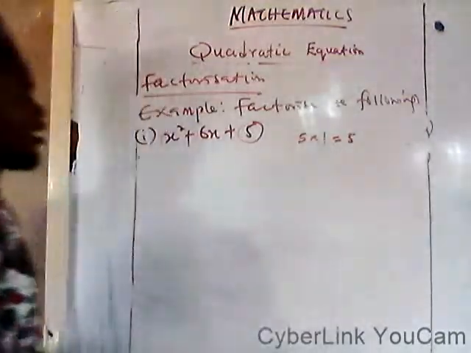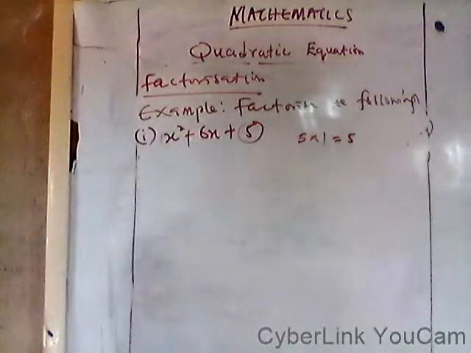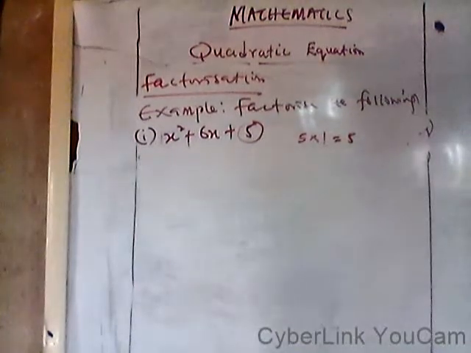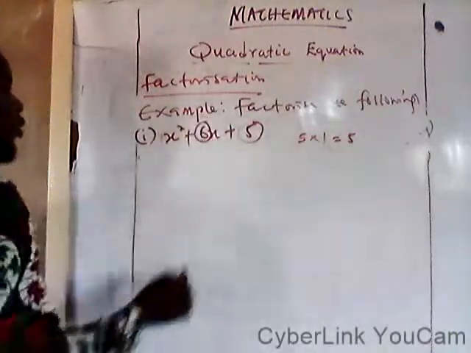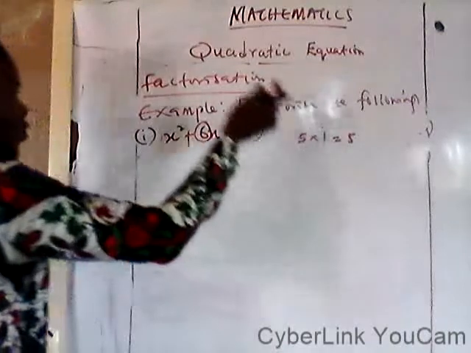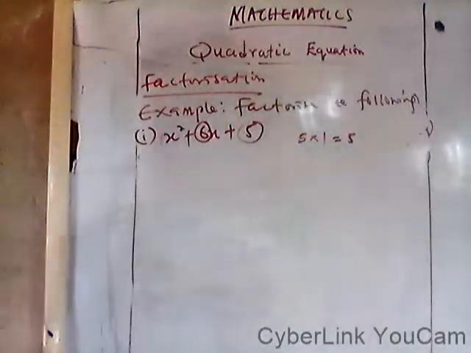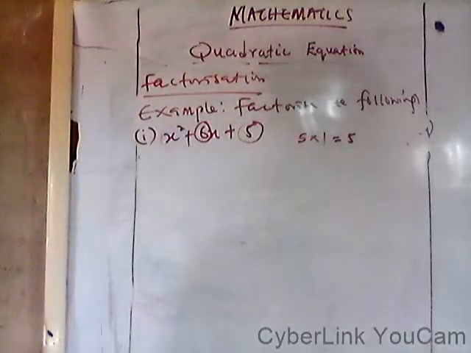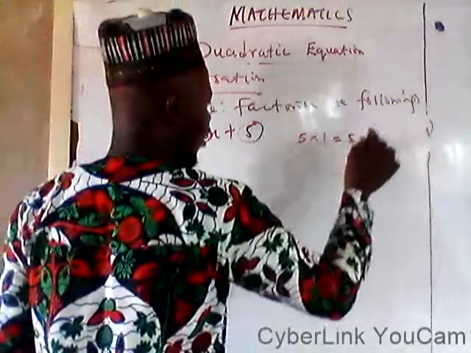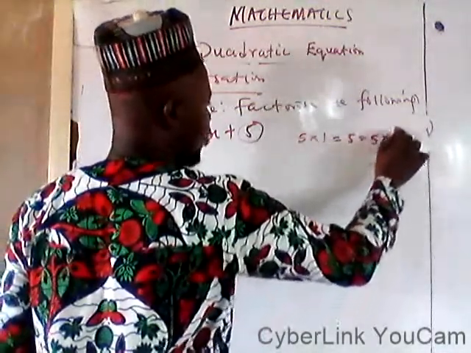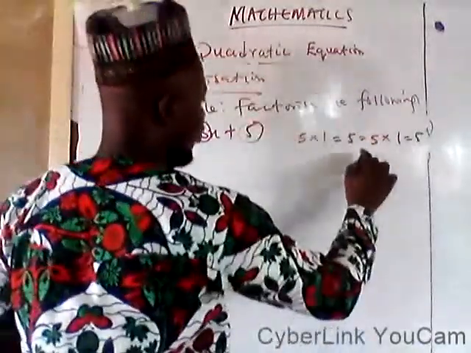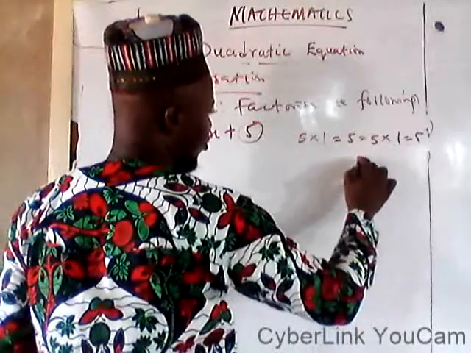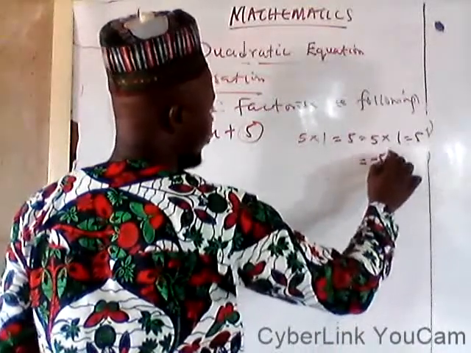Then you ask yourself, what are the factors of 5 that when you add them together you are going to get 6? Why do you add to 6? The 6 that you have here, the 6 in the middle. So the factors of 5 that will give you 6 are what we are looking for. 5 does not have many factors. It's just 5 times 1, which is 5. Or I can introduce plus, minus there. It can also be minus 5.